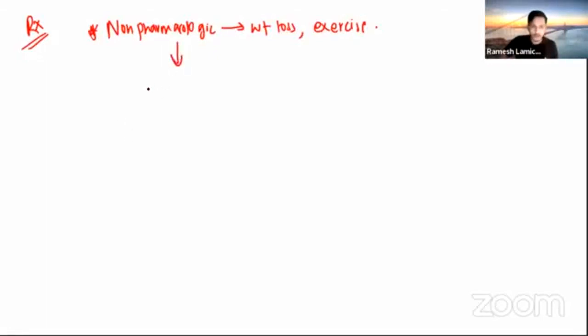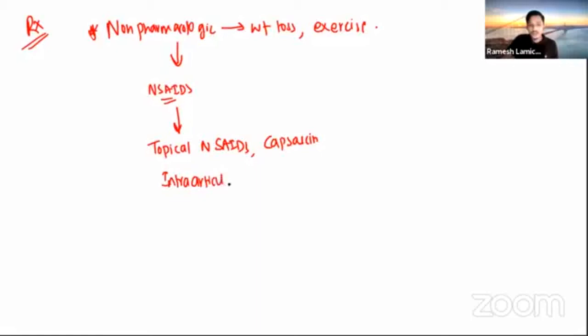If it is not resolved by this, we go to the pharmacologic, to the NSAIDs. Intermittently we can use NSAIDs like aceclofenac, diclofenac, right? If after this pharmacologic management the patient does not improve, we can go for other drugs like topical NSAIDs, and another drug called capsaicin. Intra-articularly we can give two drugs. One is glucocorticoids.